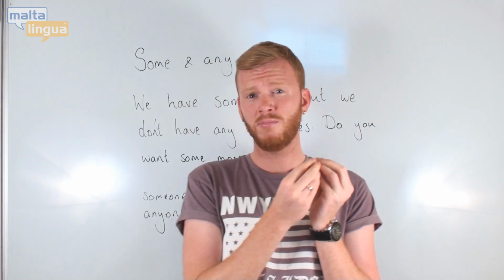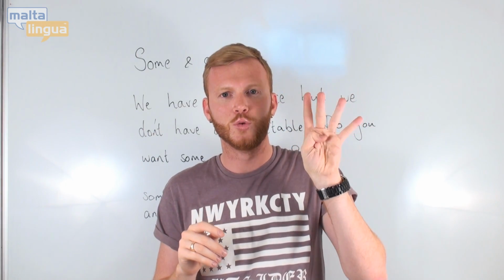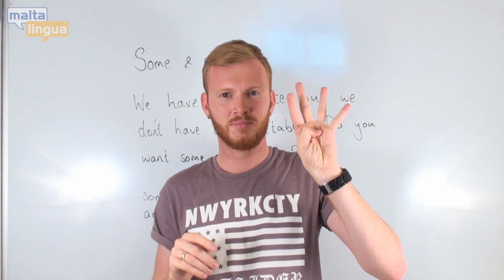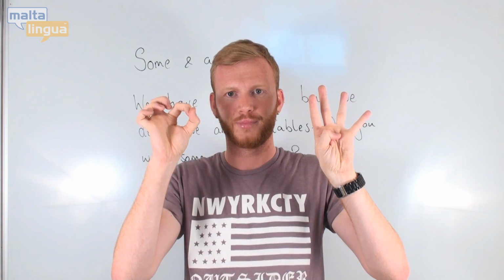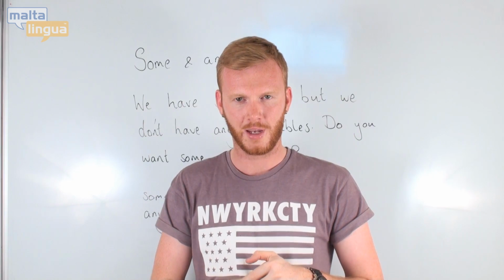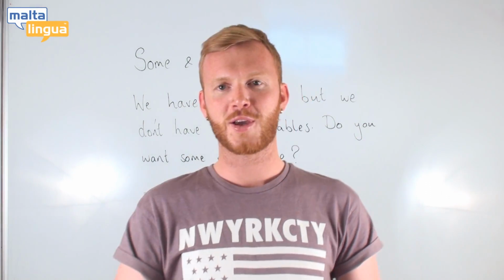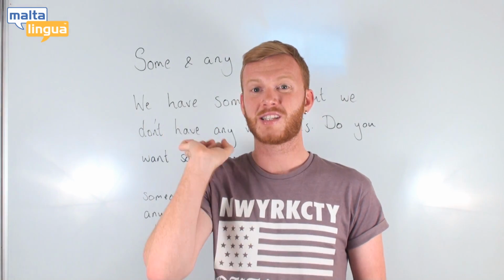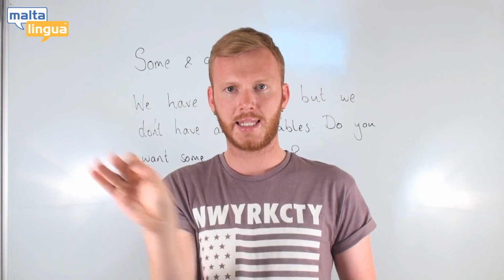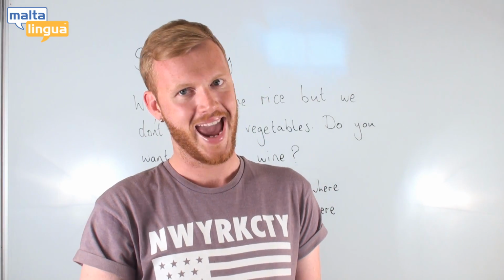When we use some, I always say it's like there are a few. Okay, maybe this is some. And any, zero. There are none of a particular thing. So when there are maybe 1, 2, 3 of something, we use some. And when there is absolutely zero, niente, nada, nothing, we use any.